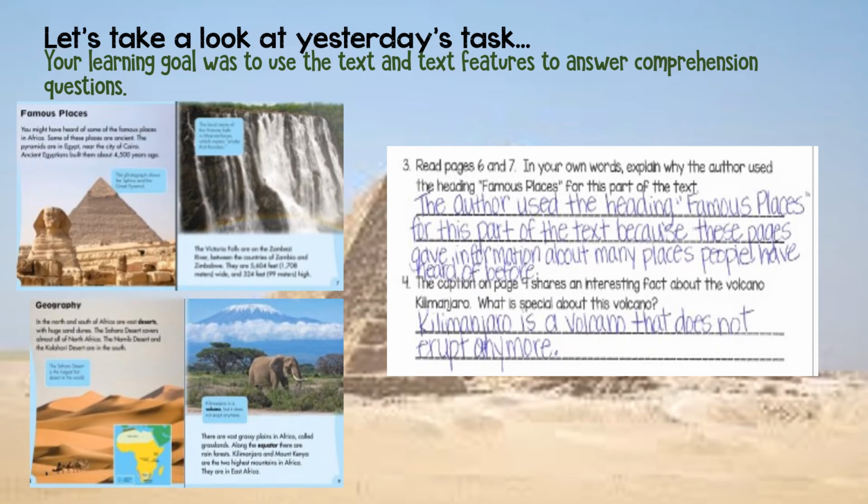Number 4, the caption on page 9 shares an interesting fact about the volcano Kilimanjaro. What is special about the volcano? I thought this was actually pretty cool. Kilimanjaro is a volcano that does not erupt anymore.